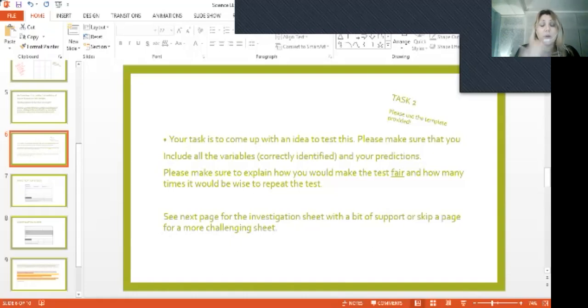So you have to include the variables. I would also like you to explain how you will make these tests fair. What do we mean for a test to be fair in science?